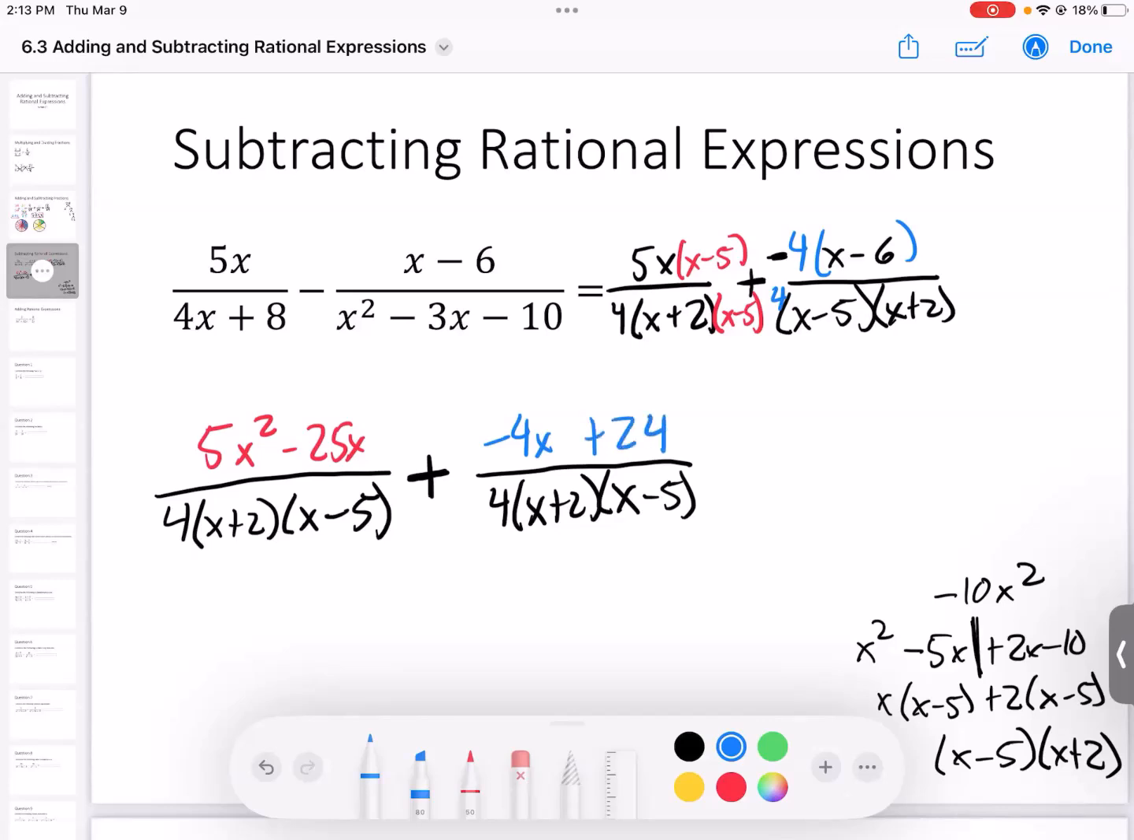Is everybody good with what I did with that minus sign? Okay, and you don't have to do it that way, but if you do it a different way, you just have to make sure that you subtract everything. Don't just subtract the first thing.